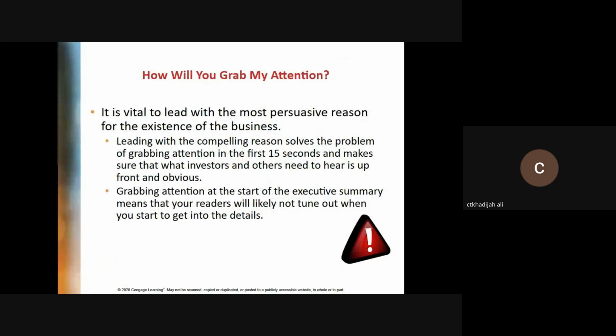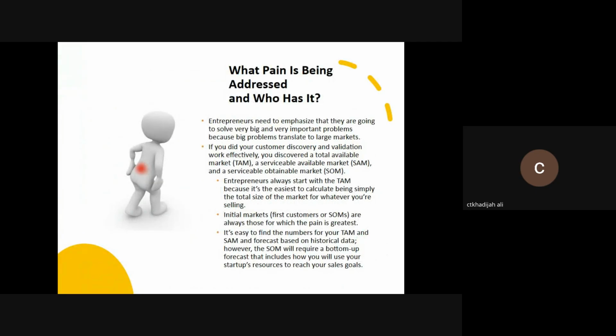So this is very important, especially when you want to ask money from institutions. Most probably they will ask you to do a pitch. So how are you going to grab their attention so that they will give you the money?